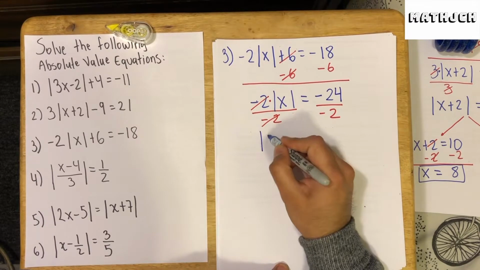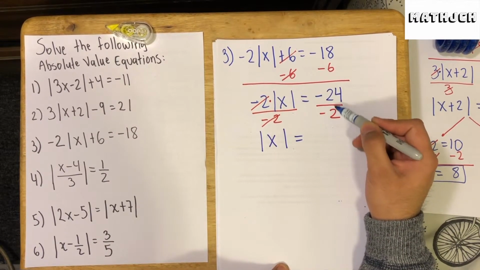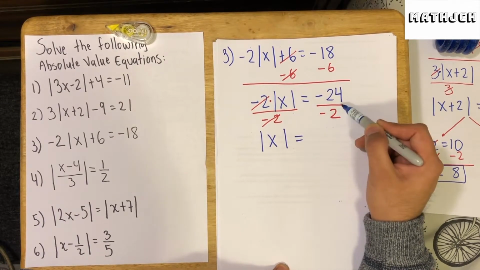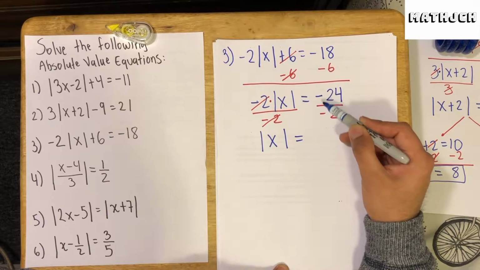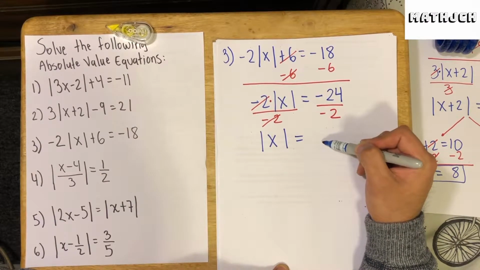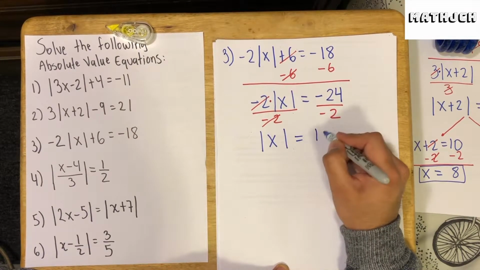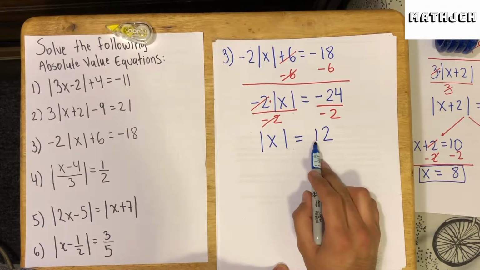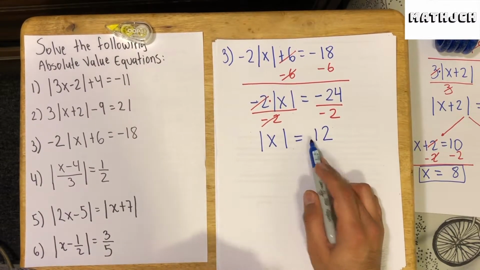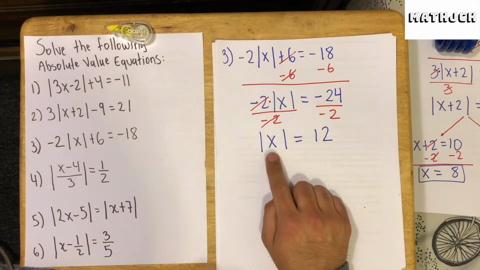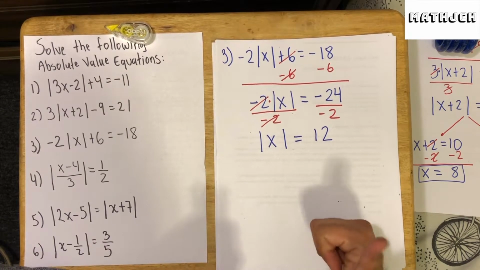So I'm left with absolute value of x equals, now in this case, I'm not adding or subtracting. I am dividing. And in case that you forget, when I divide a negative by a negative, my answer will be a positive number. So 24 divided by 2, that will give me 12. And it's going to be a positive 12. Negative divided by negative, positive 12. Now I have absolute value equals positive number. So we're good to go.